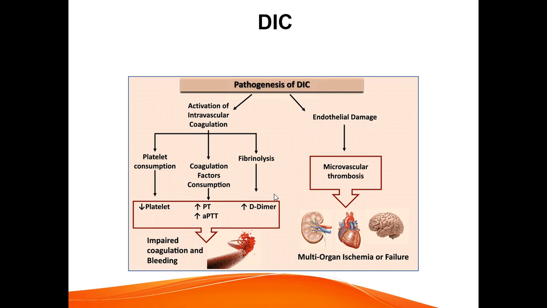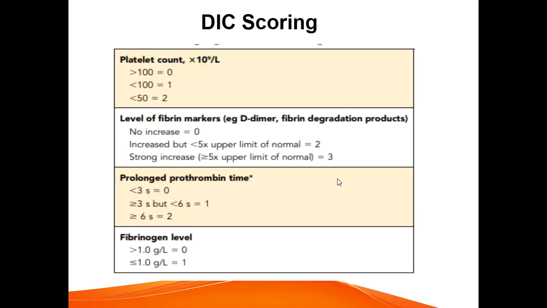So there is a consumptive coagulopathy and there is also thrombosis. There is activation of intravascular coagulation after the insult which causes platelet consumption causing thrombocytopenia, coagulation factor consumption causing increased PT-PTT, and fibrinolysis which causes increased D-dimer. All this predisposes the patient to bleeding. Also, there is endothelial damage which causes microvascular thrombosis responsible for multi-organ failure.